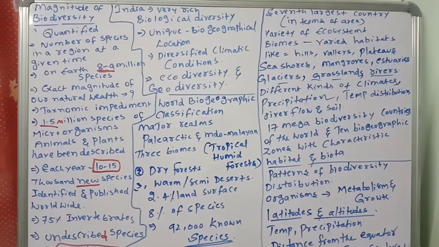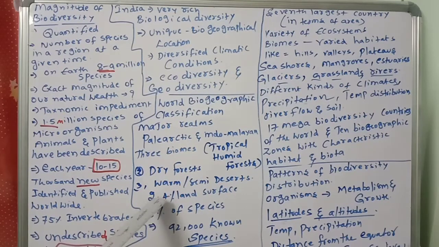But here, what are the neat bits in this case? On earth, how many species? 8 to 9 million species. Taxonomic impediment is one point. 1.5 million species of microorganisms, animals and plants have been described. Every year, 10 to 15,000 new species are identified and published worldwide. So undescribed species are much higher.